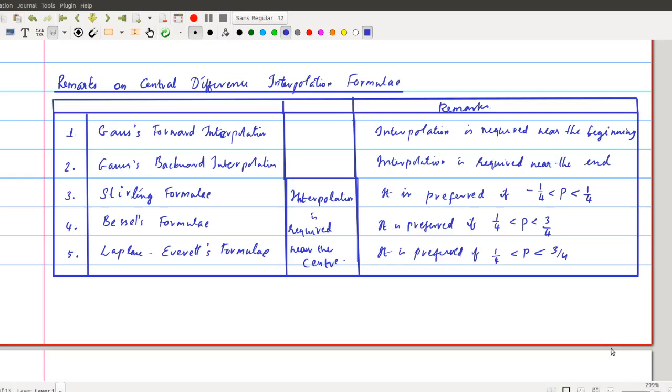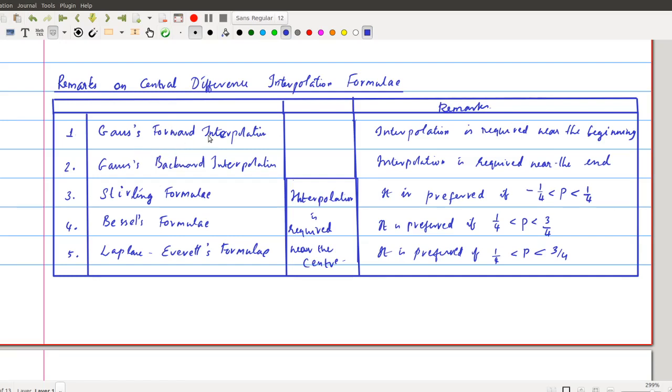Hi all. In the last classes, we have seen some central difference interpolation formulas. These are the important central difference interpolation formulas: Gauss forward interpolation, Gauss backward interpolation, Stirling formula, Bessel's formula, Laplace-Everett's formula. You have seen one more thing, Newton's divided difference formula, but I wish to give you some remarks on these five central difference interpolation formulae.